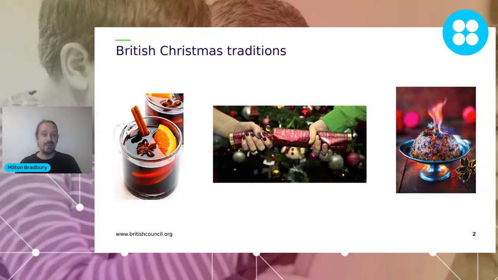So here you can see we have three pictures. The picture on the left is what we call mulled wine. Mulled wine is very typical in England and the whole of the UK, actually, during Christmas. It is a warm wine. Not just warm, actually, it's hot. And it's prepared with orange juice, some star anise, some cinnamon, and some brown sugar. And it's mixed together and it's warmed up and it's drunk during the Christmas period. Why? I don't know, but it's delicious.